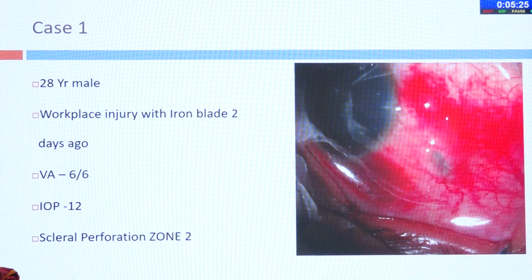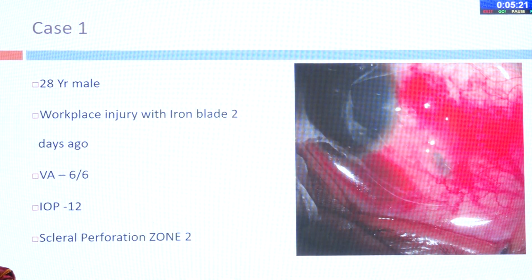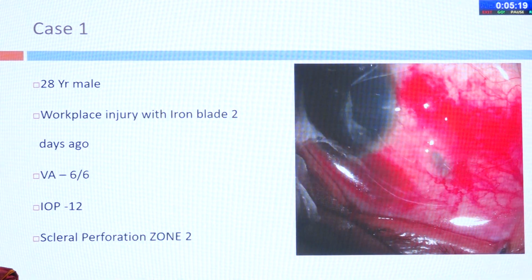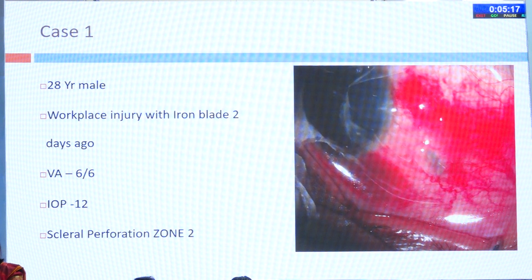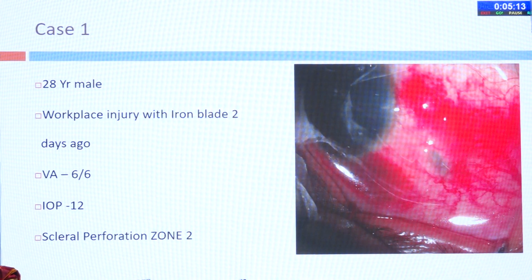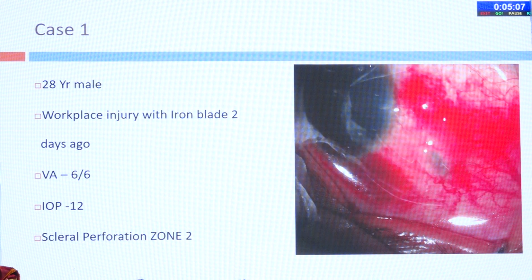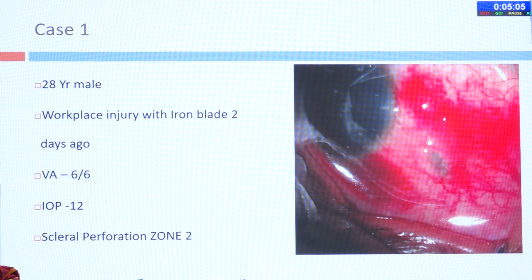So let's go on to a video-based discussion. This was the first case, a 28-year-old male who presented with workplace injury with an iron blade 2 days ago. He had a vision of 6/x, IOP of 12. And on close examination, what you see is a bluish hue at a region around 4 to 5 mm from the limbus. Now, this looks like an occult scleral perforation.